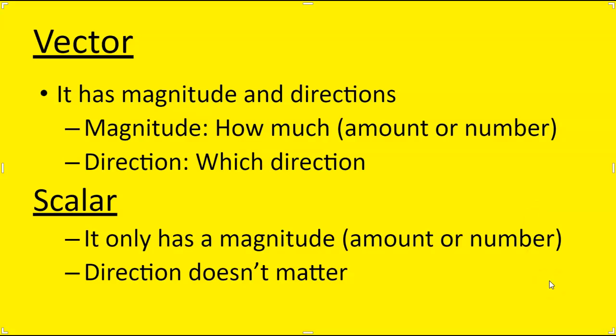All right, two vocab words: vector and scalar, from last unit. A vector is something that has magnitude and direction. Magnitude is an amount or a number. It's how much. Direction is which way that particular vector is facing. A scalar is only something that has magnitude, an amount or a number. Direction does not matter.